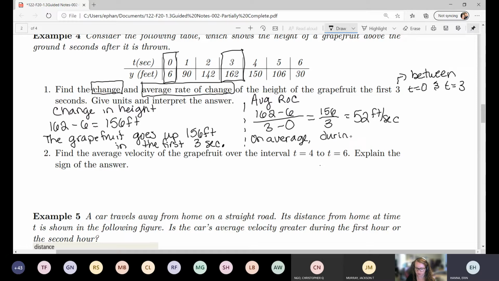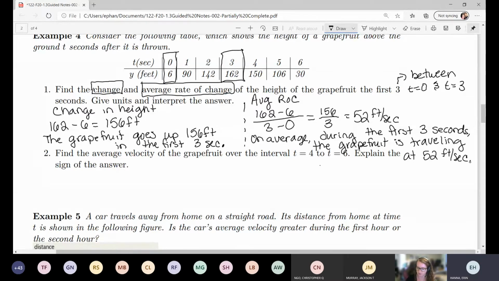during the first 3 seconds, the grapefruit is traveling. Is that 2 L's or 1? I can't spell either. That looks wrong. Might be 1 L. I don't know. In my notes I have 1 L. Who knows? Traveling at 52 feet per second. So I'm not saying it's traveling that fast the entire time. I'm saying on average, during the first 3 seconds, the grapefruit is traveling at 52 feet per second.